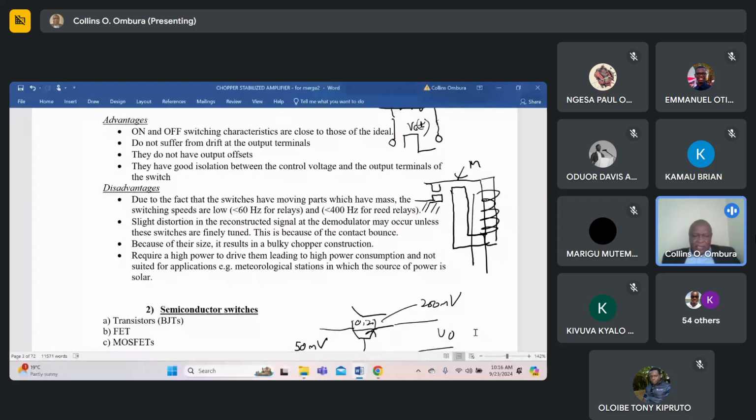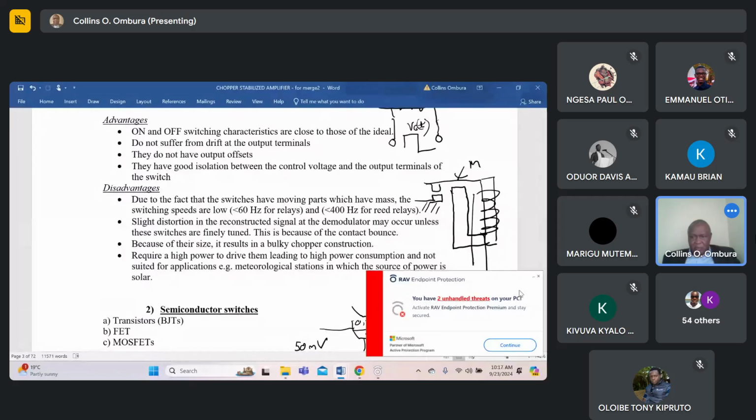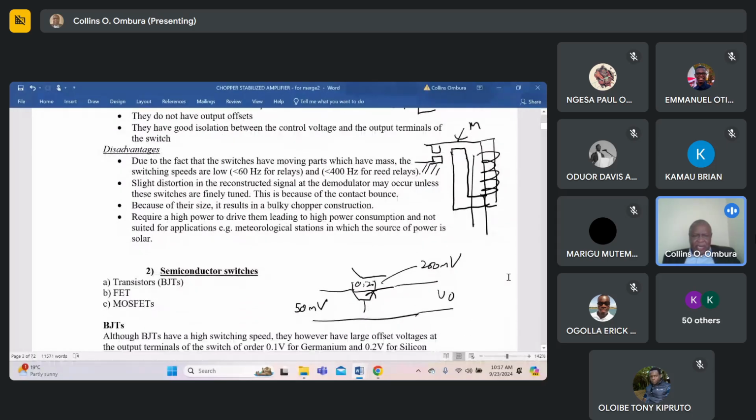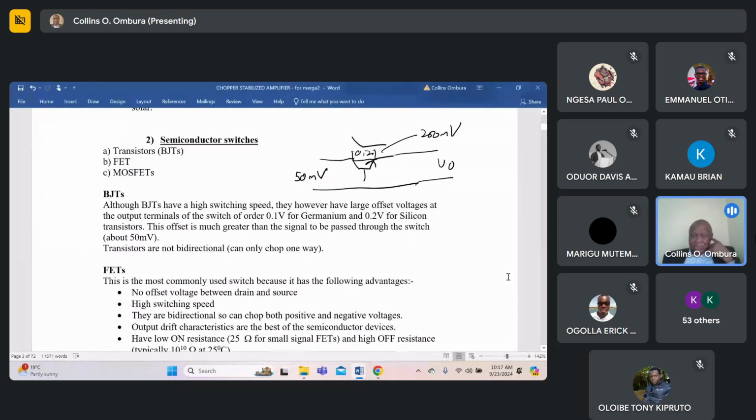So to perform the chopping, we said we needed some switches. So you have the semiconductor switches, which consist of BJTs, FETs, and MOSFETs. BJTs, we said, are never used because the offset voltage of the BJT is quite large. So in the last class, I drew a diagram whereby the 50 millivolts towards the left is the signal we want to chop, with its output on this side, and an NPN transistor in between, acting as a switch for chopping.